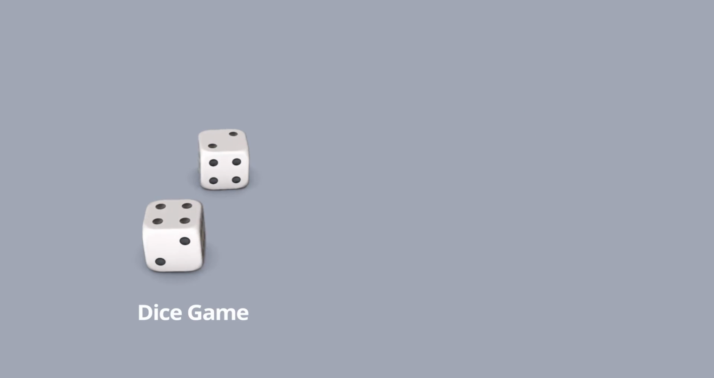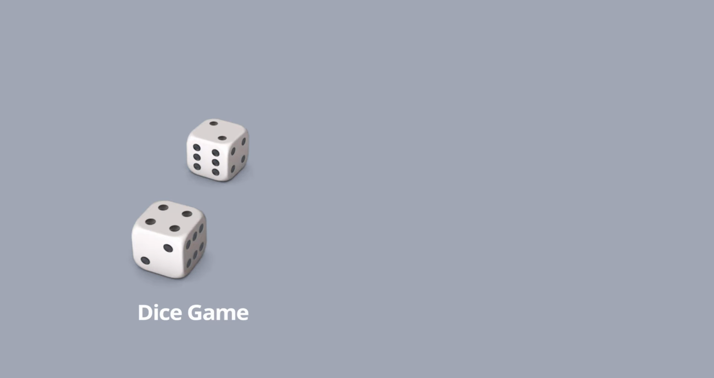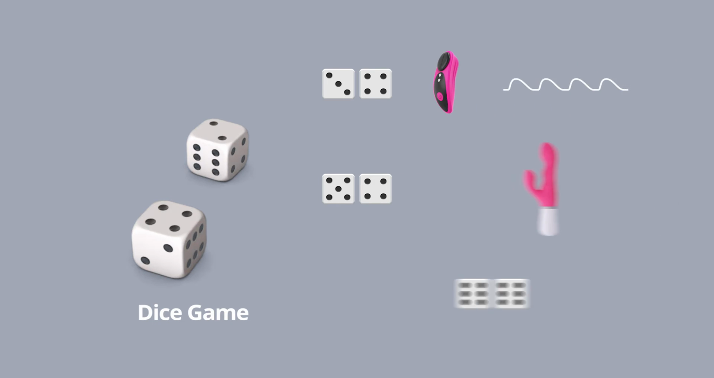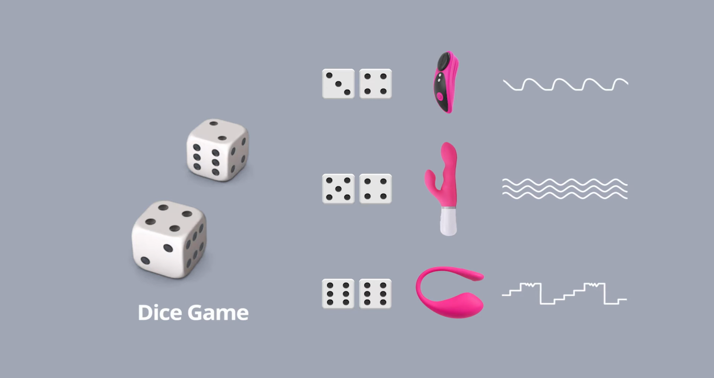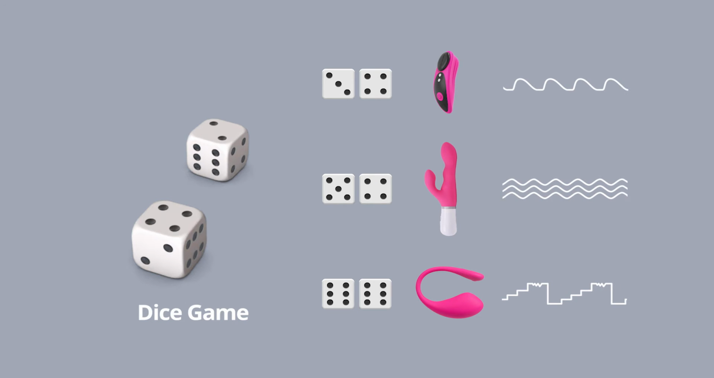Dice Game. Choose a tip amount to let your viewers roll the dice. For each value, 2 to 12, you can choose how your toys will react. You may set different toys, vibration intensities, and vibration times for each result.